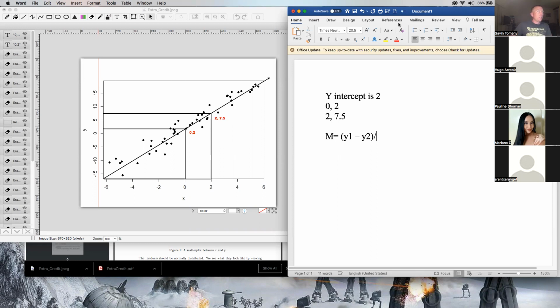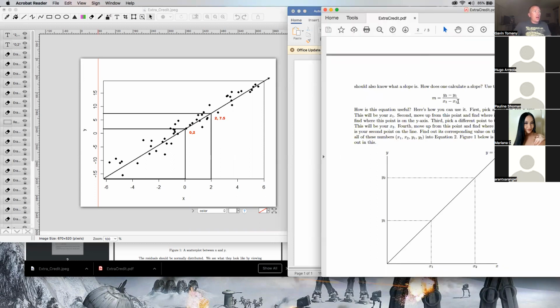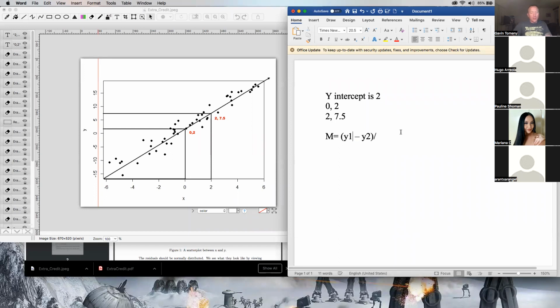Because the y's are over the x's, it's basically saying y's are divided by x's. Got that wrong. It's y2 minus y1 over x2 minus x1.